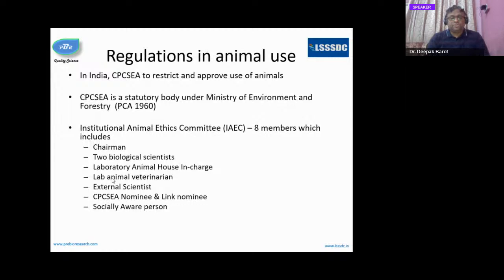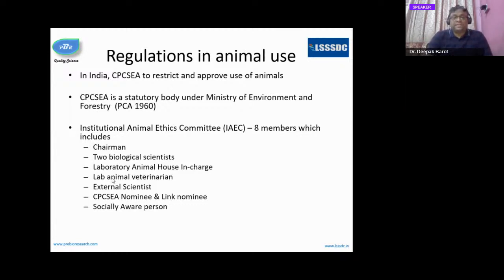Yeah. So we have a regulation in our country which decides the usage of animals. So please remember, it is called CPCSEA, okay, the Committee for the Purpose of Control and Supervision of Experiments on Animals. CPCSEA is a statutory body under the Ministry of Environment and Forests, and every single animal house, to all my friends who are joining today's lecture, in your pharmacy college or in any of your colleges, if there is an animal house, please go and ask, is this animal house registered with CPCSEA? Because it is clearly defined that if you want to do any animal testing or animal research, the facility should be registered with CPCSEA.